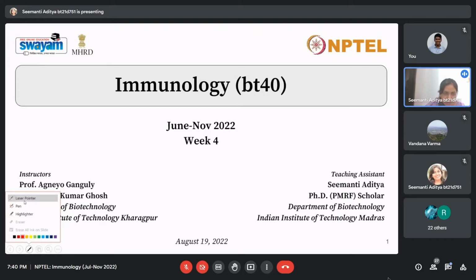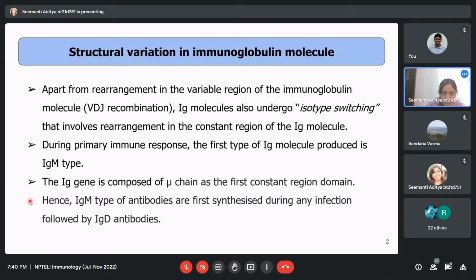to November 2022 session. So, in the lectures, if you have followed, you will see that sir has talked about isotype switching. So, what is isotype switching?